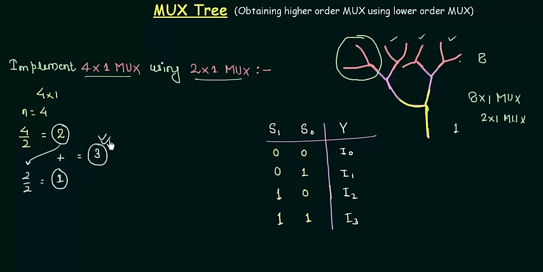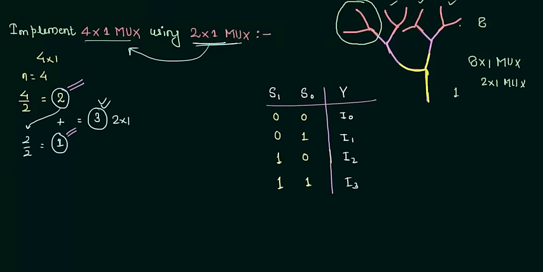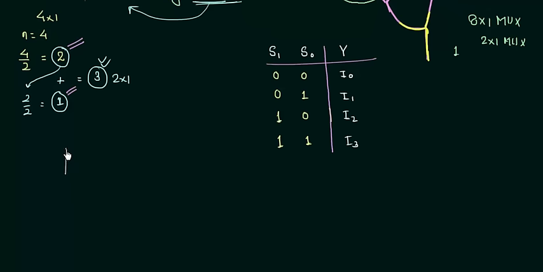Now this is a very important thing in the MUX tree, that 3 2x1 MUX are required to implement one 4x1 MUX. So dividing by 2 and then adding the results gives us the number of MUX required to implement the higher order MUX. And there is one more important thing this result gives us, which is the sequence. First we are going to use 2 2x1 MUX, and then we are going to use 1 2x1 MUX. So let's see how to do it. First I have to make 2 2x1 MUX. So let's make it. This is our 2 2x1 MUX, and then after that we require 1 2x1 MUX. So this is our 1 2x1 MUX.